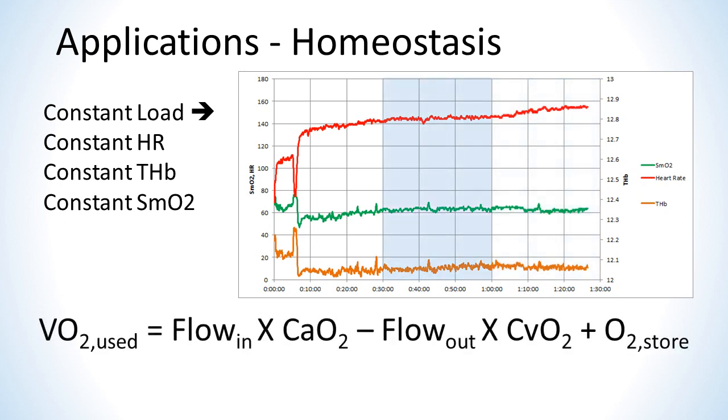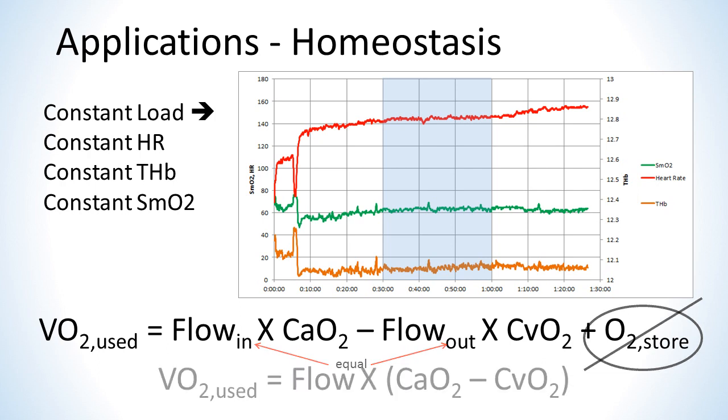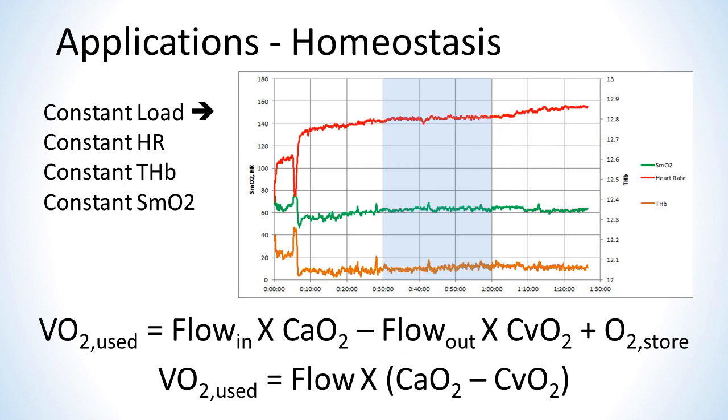Okay, back to the main point of looking at homeostasis from that 30-minute to 1 hour window. During these conditions, the non-steady considerations that we talked about on the last slide are not relevant. The THB is constant, so we can assume that blood flow in equals blood flow out. The SMO2 is constant, so we can assume that no net oxygen is being used from storage or that storage is being replenished. This makes the VO2 equation reduced to its more simple form.